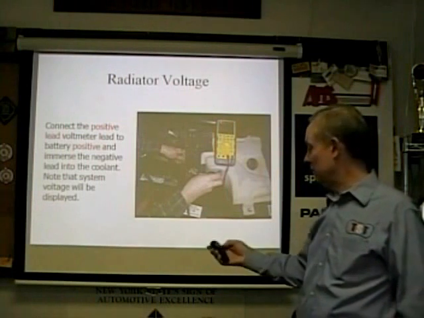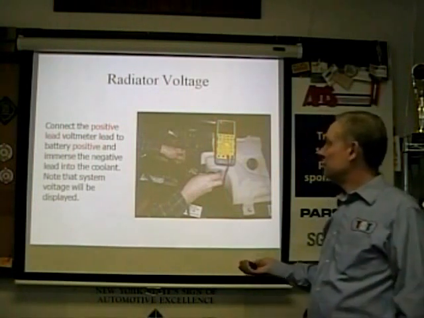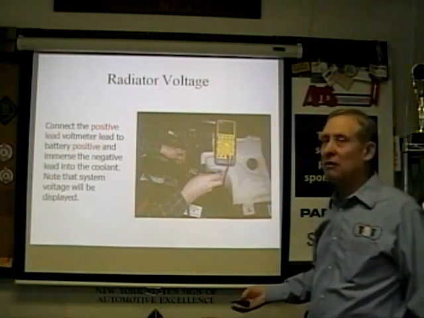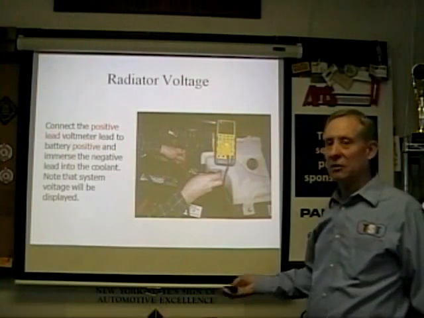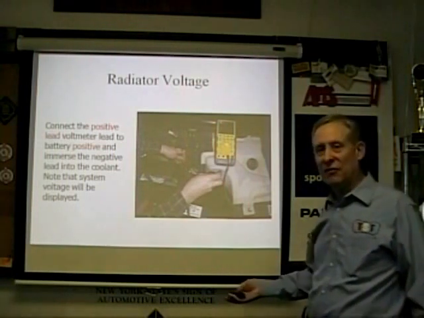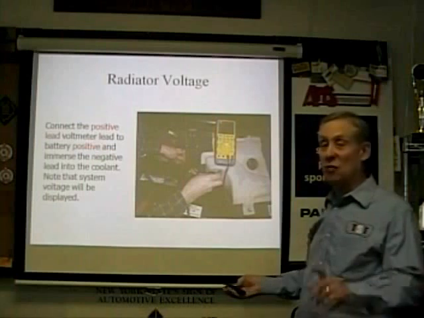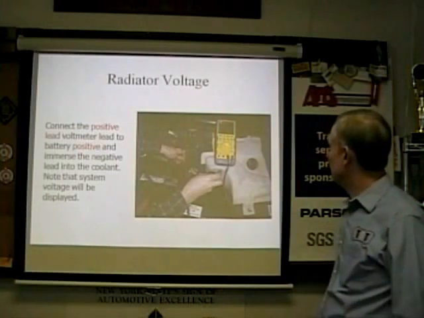You would read that. So it's important to put the correct leads, the negative on the battery negative, and the positive in the antifreeze, and not the reverse. That is correct. And it's running. That's a very important test, I guess.